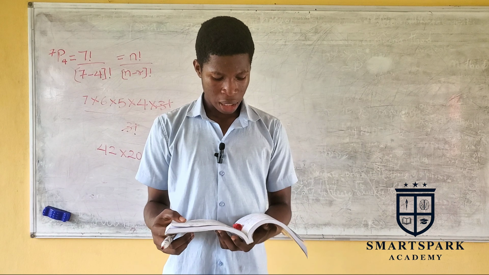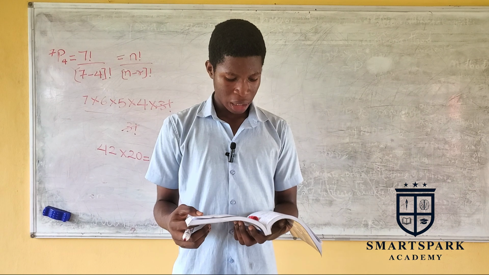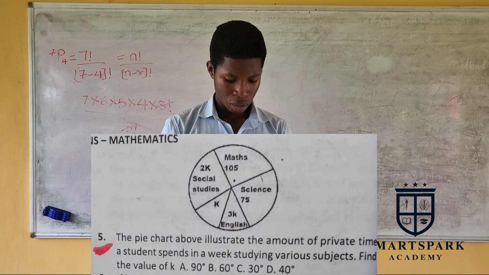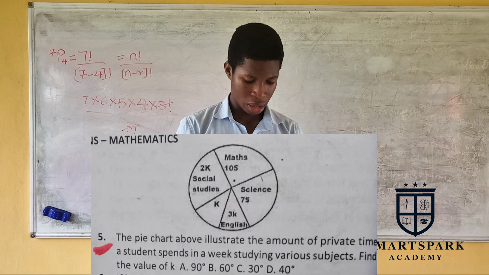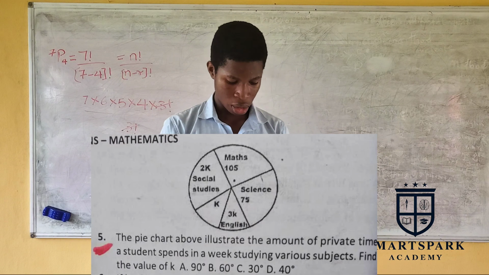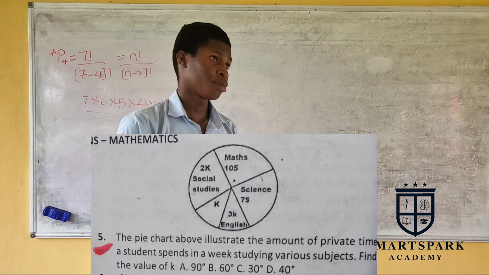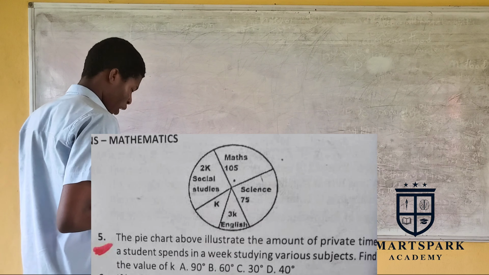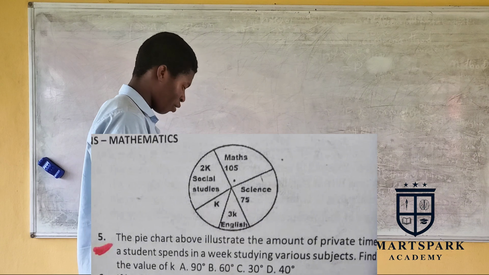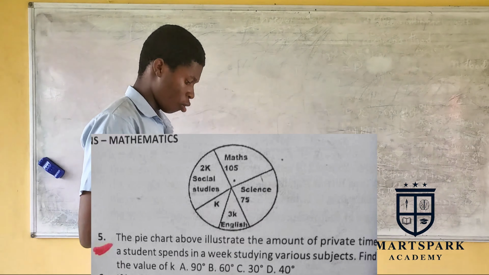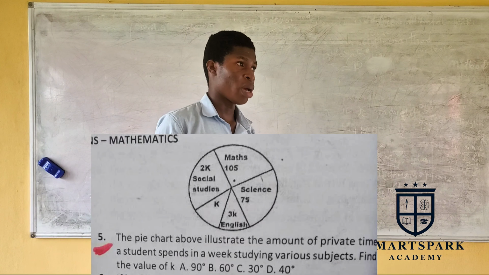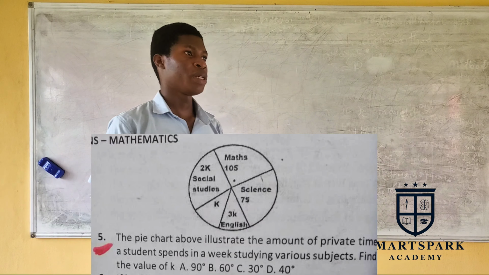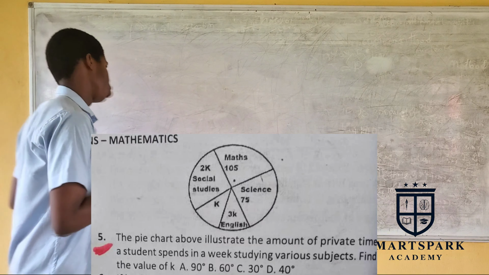So now we'll be looking at question 5. The pie charts illustrate the amounts of private time a student spends in a week studying various subjects. Find the value of K. From the pie chart, we can see that they are giving us the individual values of the different sectors. So we are going to sum them up and equate it to 360.